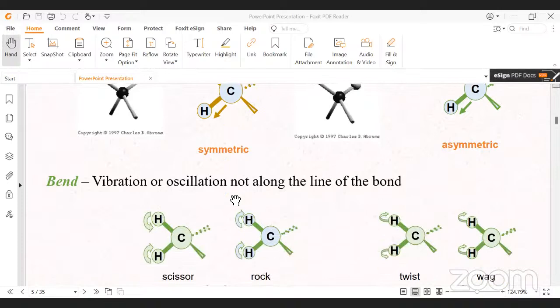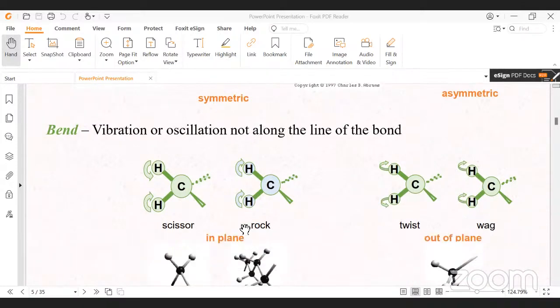And also bending vibrations are there, which are also important because the vibrations or oscillations are not along the line of the bond. For example, here we have carbon having two hydrogens. The two hydrogens are bending towards the back side or front side. This hydrogen is bending towards the back side, and this hydrogen towards the front side.